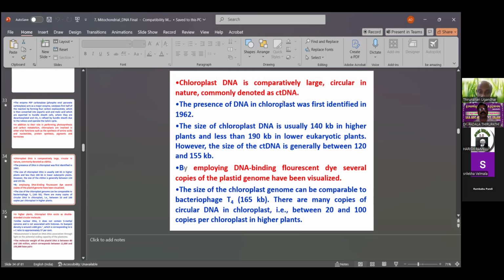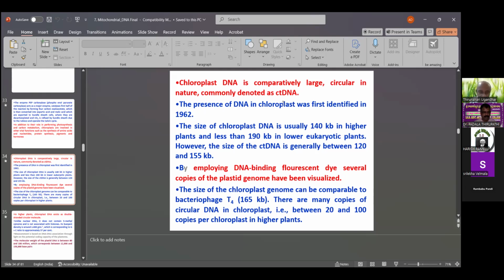By employing DNA binding fluorescent dyes, several copies of the plastid genomes have been visualized. Plastid means a part of the cell, classified into three types: leucoplast, chromoplast, and chloroplast. Plastid DNA is also called chloroplast DNA; both are the same. The leucoplast and chromoplast do not have DNA. Only the chloroplast has DNA, meaning plastid DNA, and chloroplast DNA is the same name.